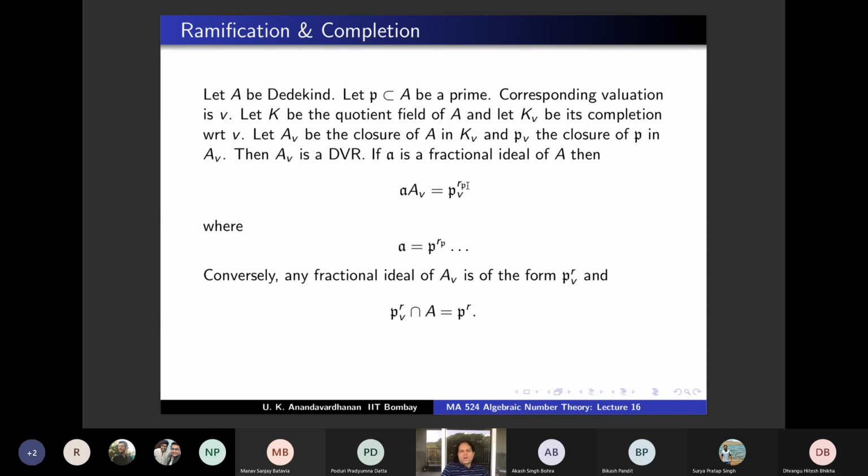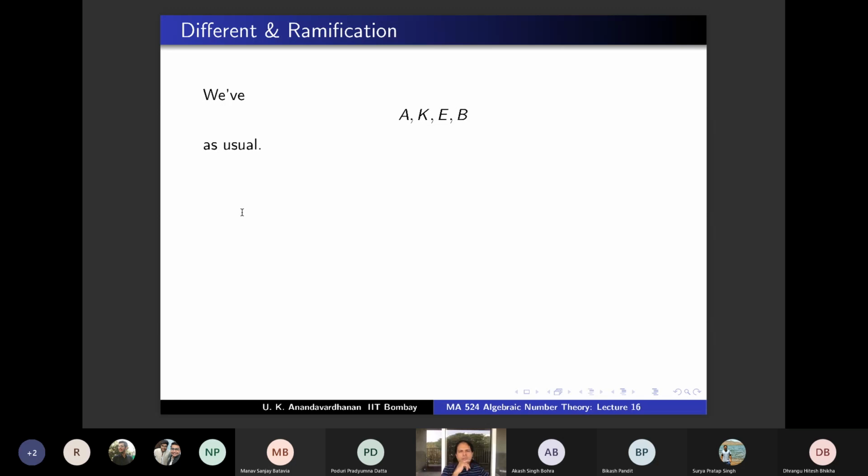So ramification is easier to study over local fields because there's only one prime above, and that ramification index can be understood from the global ramification index. Both these properties behave well, and this has the following consequence. So this is why the different is important: in order to study ramification, we can conclude a lot of things, not everything, but a lot, if you know how to compute the different.